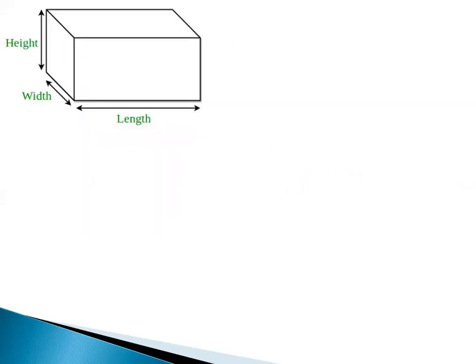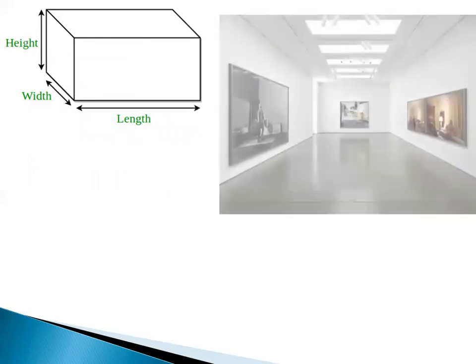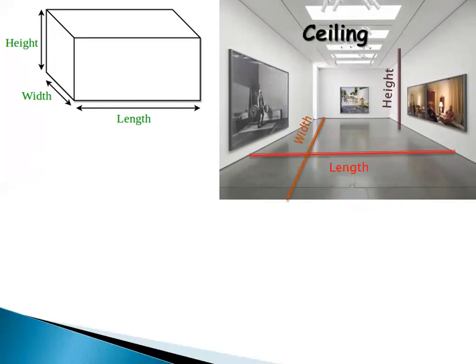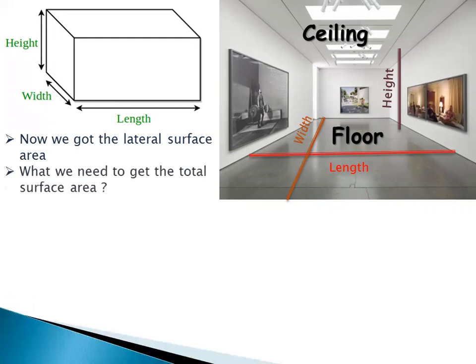I gave my interior designer the lateral area. Now he needs to know the total area. Again, I'm going back to my room. Here are the 3 dimensions. Here is the ceiling and here is the floor. We got the lateral surface area. This means I got the area of the 4 walls. So what do we need to get the total area? I need to add to the lateral area the area of the ceiling and the area of the floor.